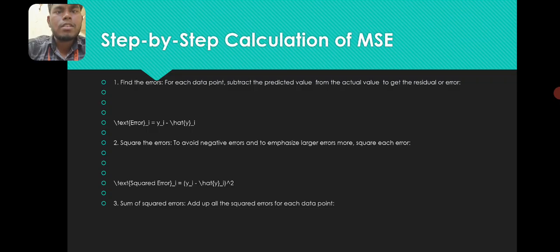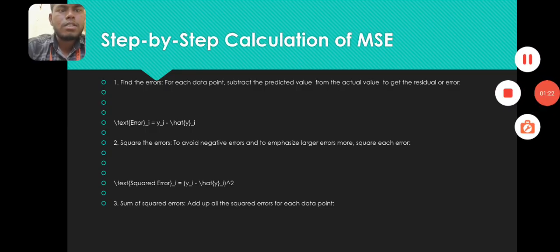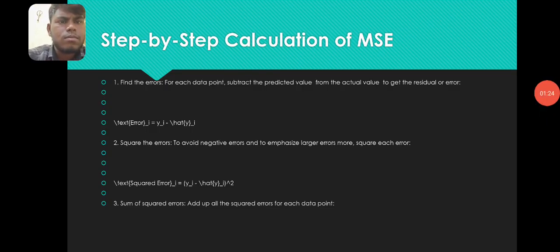Step by step calculation of MSE. First, calculate the errors. For each data point, subtract the predicted value from the actual value to get the residual or error. Second, square the errors, to avoid negative errors and to emphasize larger errors more. Third, sum of squared errors: add up all the squared errors for each data point.